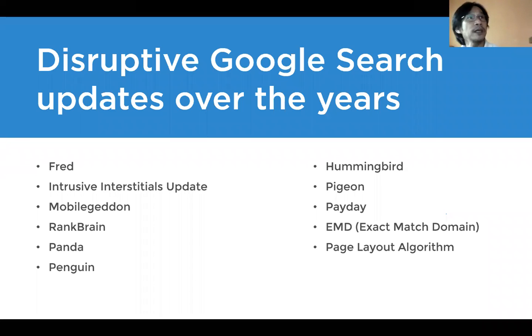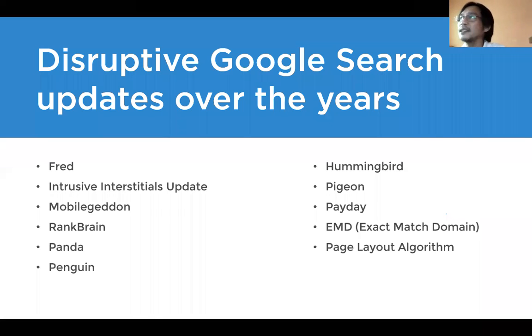Okay, I think this is listed by the periods or the dates that it has happened. Okay, Fred being the most latest, intrusive interstitials updates, and then so on and so forth. Panda and Penguin happened way back around mid-2000, early to mid-2000, that shook the whole SEO world. Okay, what are Panda and Penguin updates?